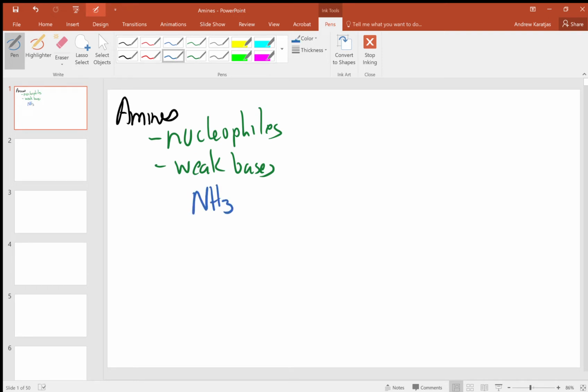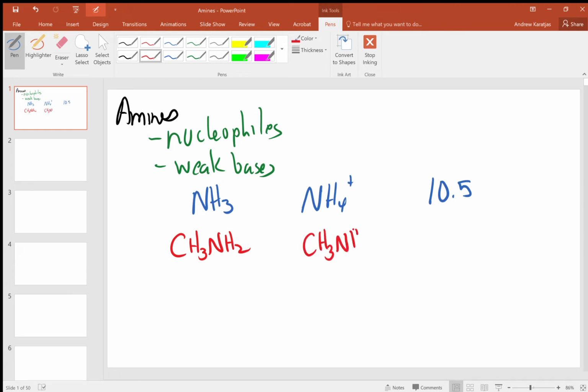So ammonia has the conjugate acid of NH4+. NH4+ has a pKa of 10.5. If we add a methyl group to our nitrogen, that's an electron donating group. Electron donating groups increase basicity, which also means we decrease the acidity of our conjugate acid. Adding a second alkyl group to our nitrogen goes even further.